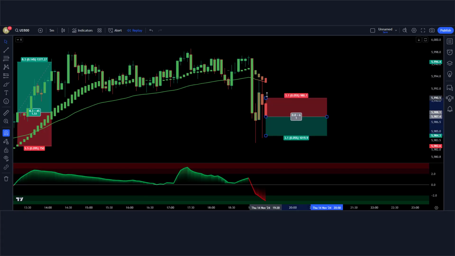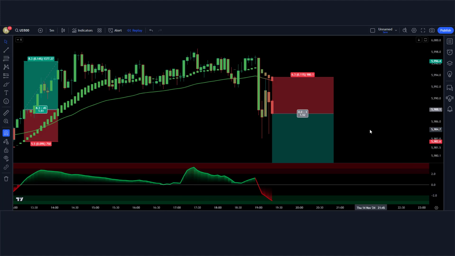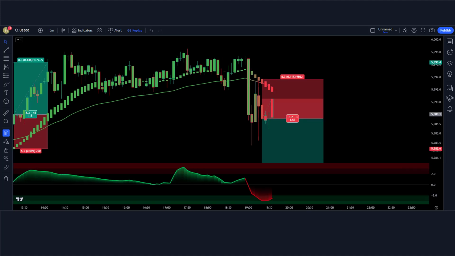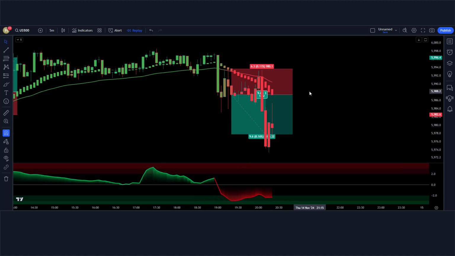Our stop loss will be placed at the high of the HAMA candles, and the risk to reward ratio will be 1:1.5. The market has completely hit the target.